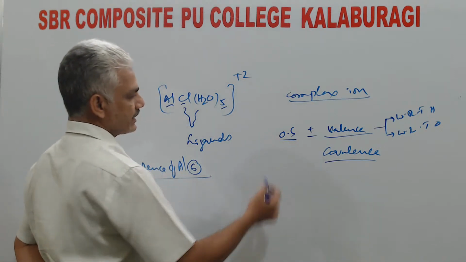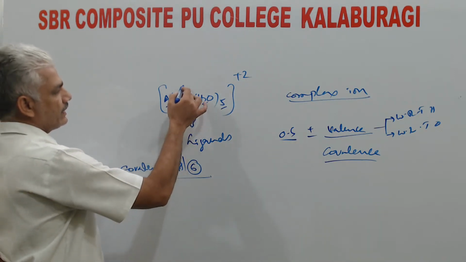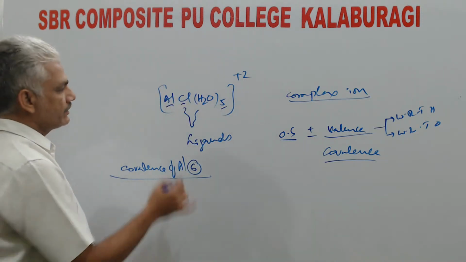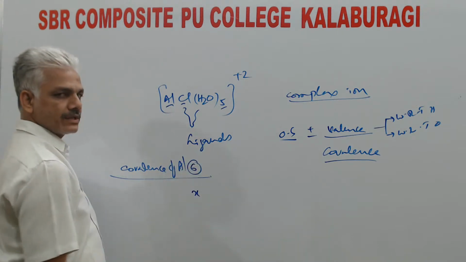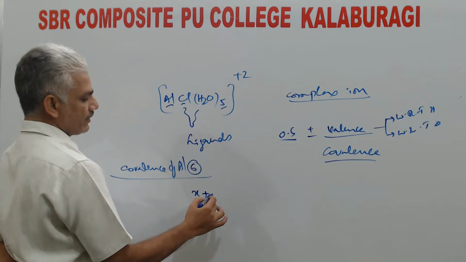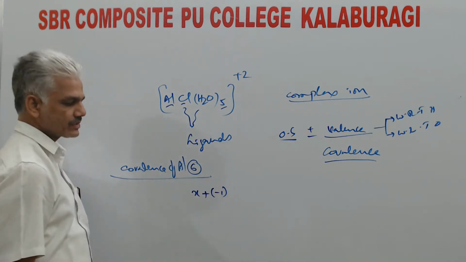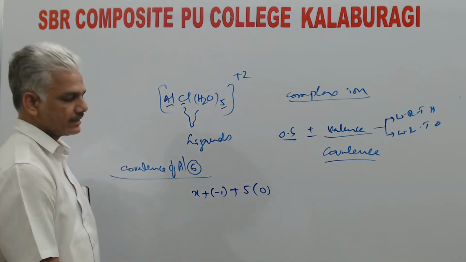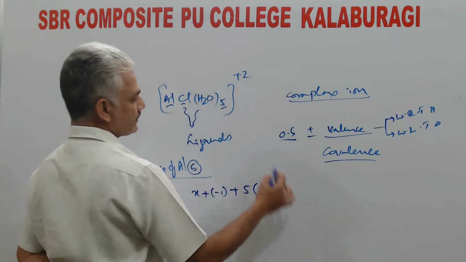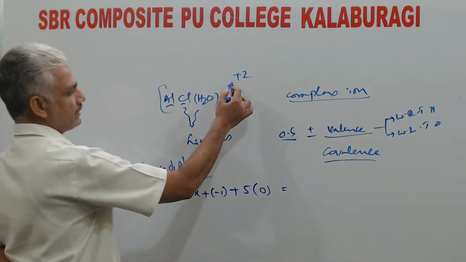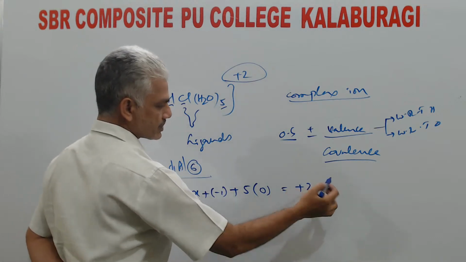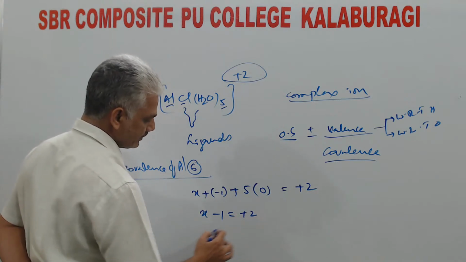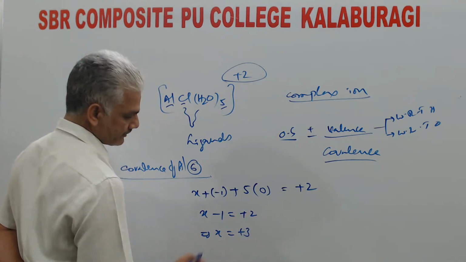Now coming to oxidation state. Chlorine is a uni-negative ligand. Water is a neutral ligand. So suppose x is the oxidation state of aluminium, plus the chlorine oxidation state, which we take as -1, plus 5 water molecules, but each water molecule carries no charge, 0. In the case of ions, the sum has to be equated to the charge, that is +2.